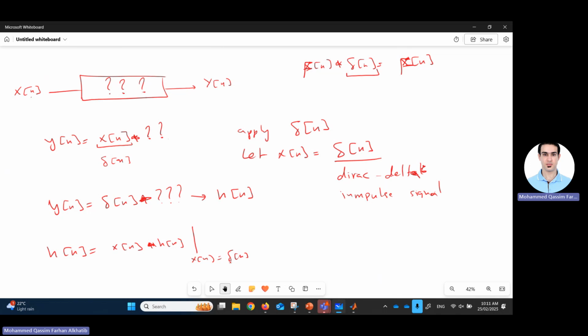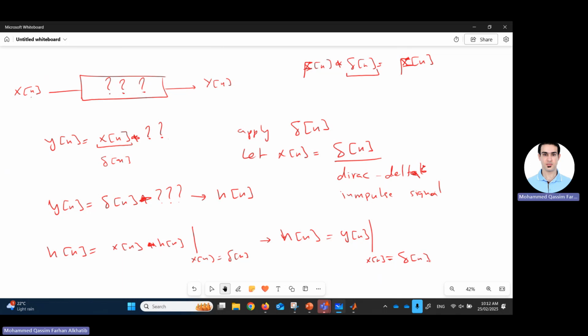Basically, if I have a system with unknown response, I just apply an impulse for x, and whatever the output will be, it is the system response. h of n equals x of n convolved with h of n, or simply I can say h of n equals y of n at x of n equals delta of n. So the impulse response is the output.